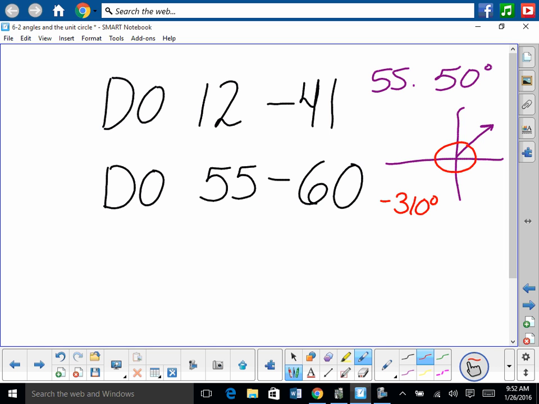Do you understand that? Okay, then also, we could say we're starting at 50 and let's make a positive coterminal angle. So this time let's add 360. That would be going this way, right? So 50 plus 360 is 410. We now have a positive coterminal angle and a negative. What about 58?